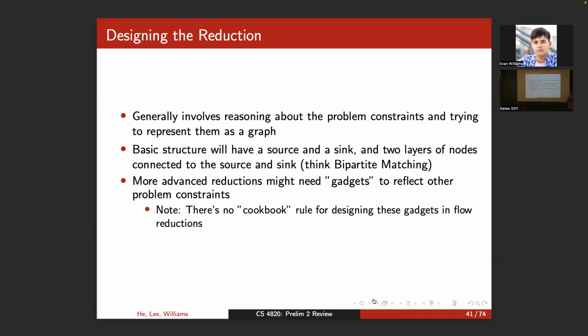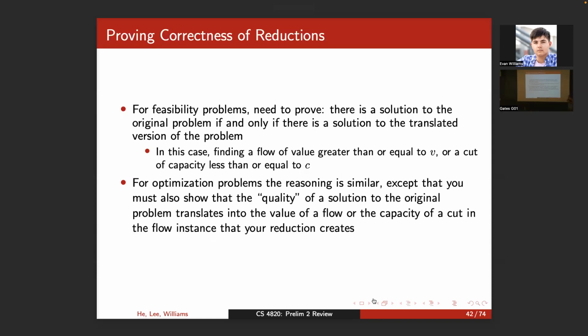So you saw that with the funds for the donors, there's a relationship between donors and charities. And then there's also a relationship between charities and the max amount of funds that they're allowed to get from each donor. So those would be the edges. Again, there's no cookbook rule for designing those kinds of gadgets. But if there are more advanced constraints, you might need more advanced gadgets in your network flow.